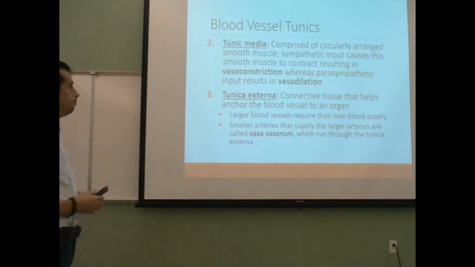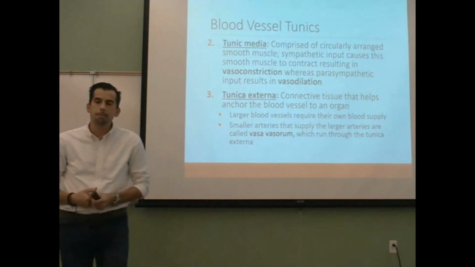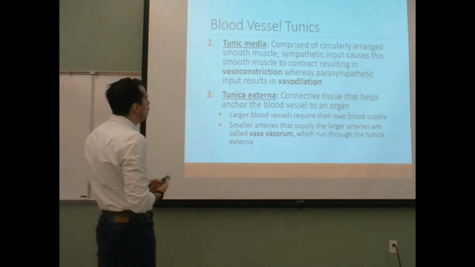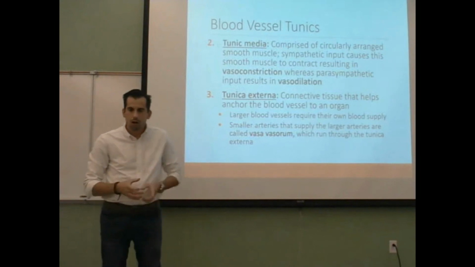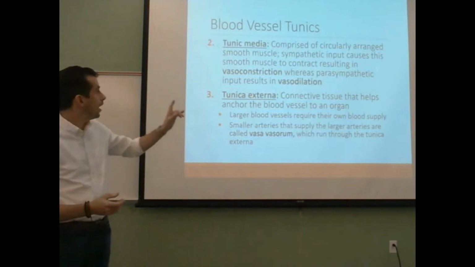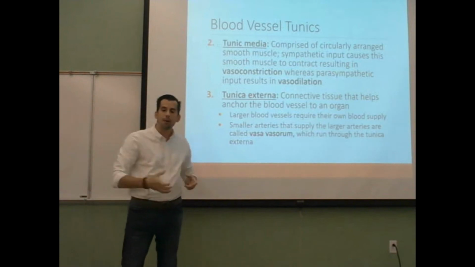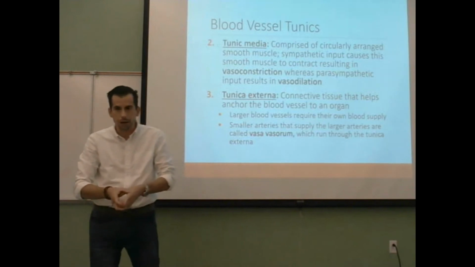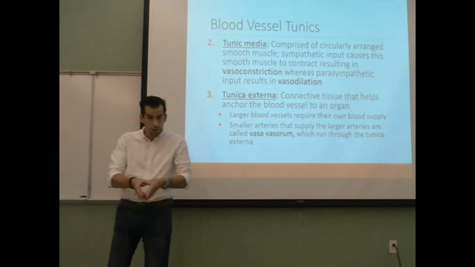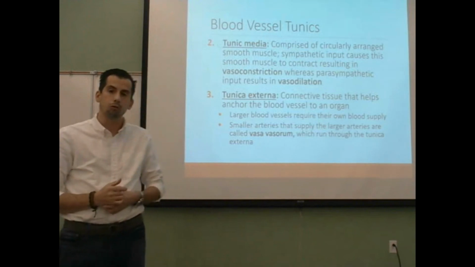Next up is tunica media. It's the middle layer. And this is going to be a muscular layer. We'll be talking about some blood vessels having the ability to constrict and dilate. That's going to be based on actions of the tunica media. Smooth muscle that when we contract that muscle, the blood vessel closes down and gets smaller. That's going to increase the pressure inside the vessel, but it's also going to increase the resistance of blood flowing through.